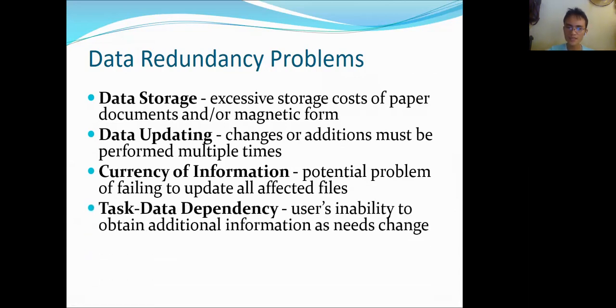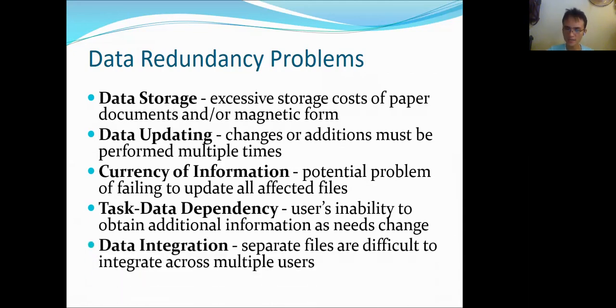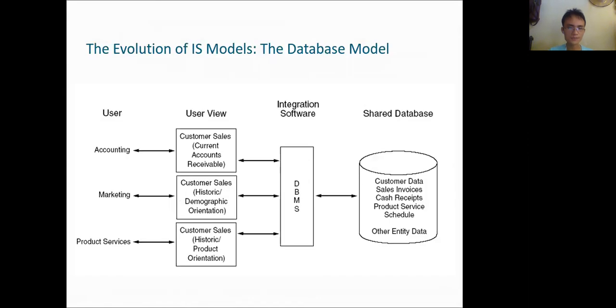Then data dependency would be there because, remember, there are different data sets, so users would be unable to obtain additional information immediately as needs change. There are many sources to begin with, and it's very difficult to combine, integrate, or consolidate those files coming from different users. That's why the database model would address those issues.